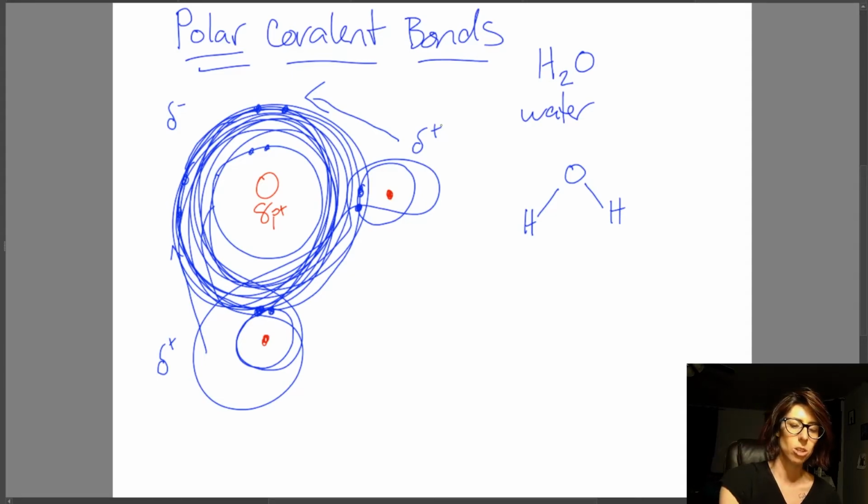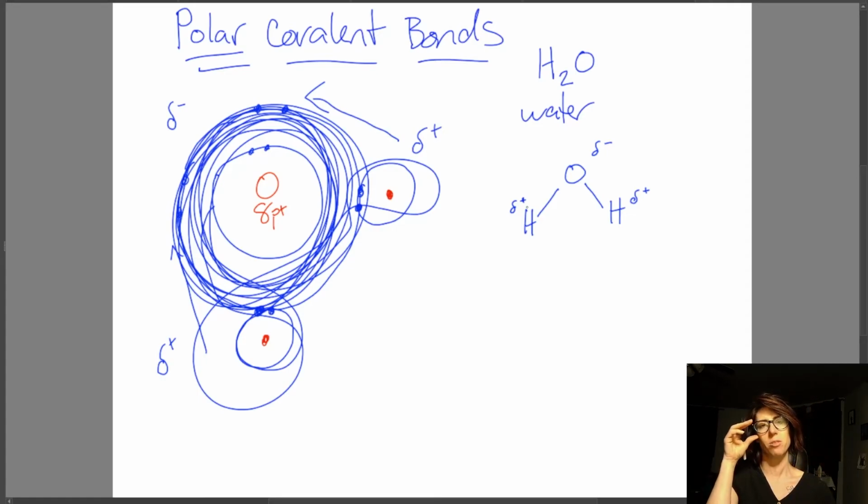we call it. So these are Greek deltas. The Greek delta indicates that this is not a full charge like on an ion, it's a partial charge. And the reason it's there is because oxygen has a stronger attraction to electrons than hydrogen does. So it's an electron hog.